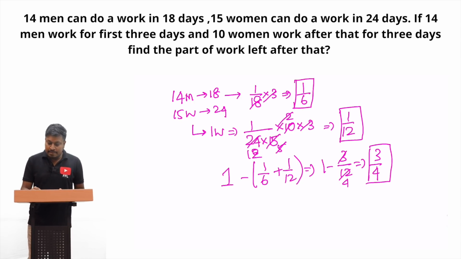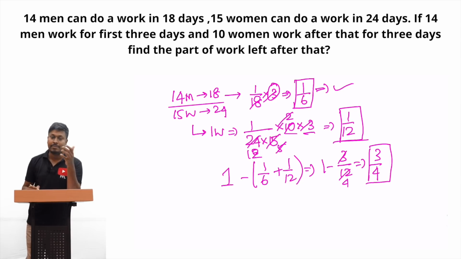Easy. So 14 men can complete a piece of work in 18 days. So we can say that 14 men are working for 3 days. So 14 men 1 day work will be 1 by 18. So they are working for 3 days. So 1 by 6 part of the work is completed. So 15 women 24 days, 1 woman will be 1 by 24 into 15. How many women were employed? 10 women were employed. So into 10, how many days are they working? 3 days. So 10 into 3 will be in the numerator, divided by 15 into 24 in the denominator. So 1 by 12, which means 10 women's 3 days work will be 1 by 12.